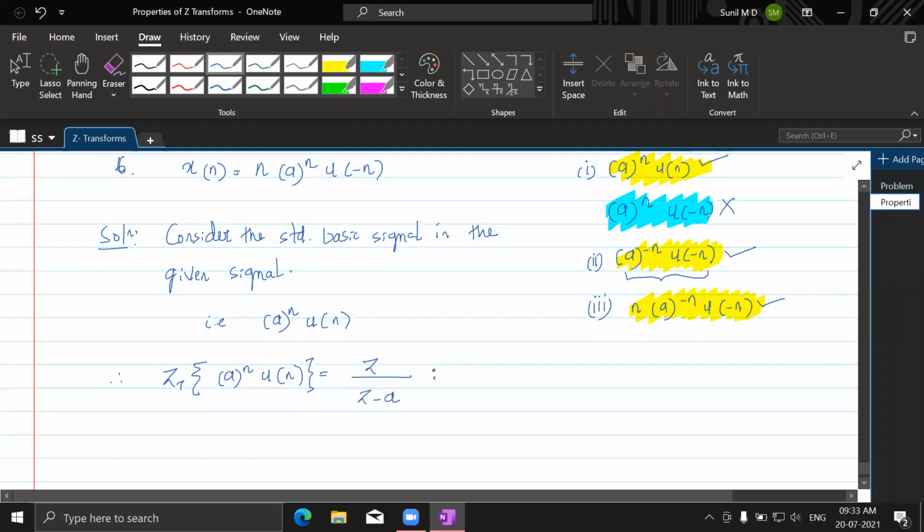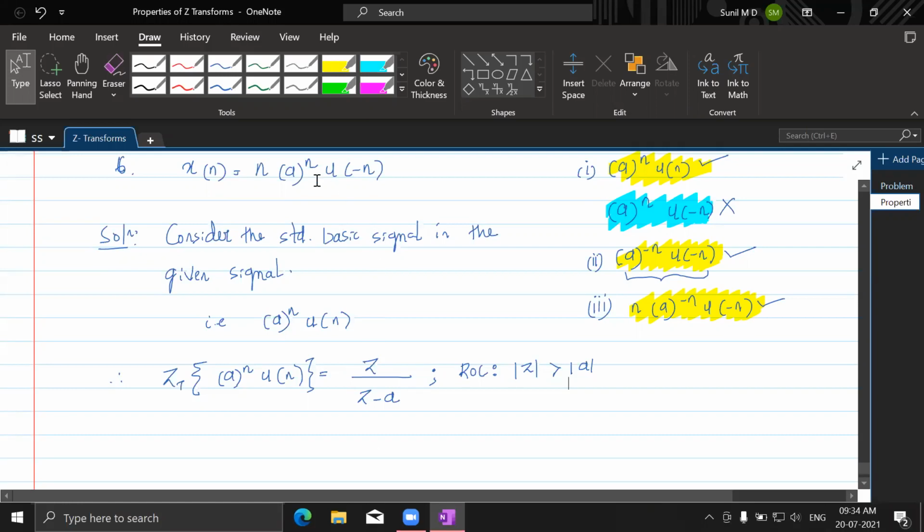And what is the ROC? ROC is outside the circle with radius A. So this is what we have seen as the standard signal, and we have derived this. So we need to always keep referring to these standard results which we obtain by referring to the standard transforms. So this is one thing that we need to consider.